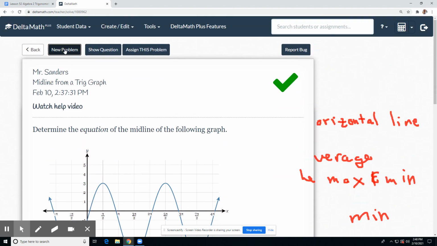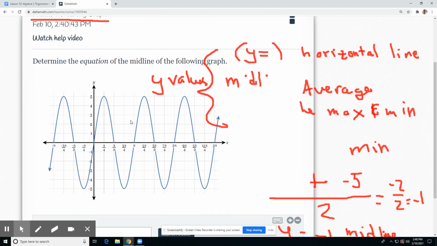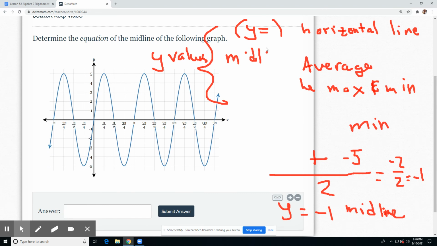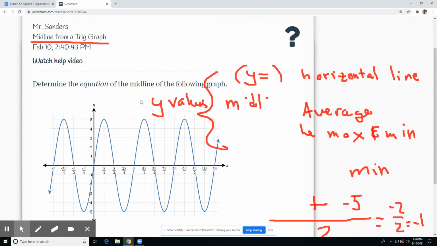Let's take a look at the next one. Exactly the same kind of problem. So you're just plugging them into the formula that I've just shown you. Determine the equation of the midline. Look at the max, add it to the minimum, divide by 2. And I just want to make sure you're using the equation. I know for a lot of these you can eyeball it, but it's really important that we get used to the equation here.